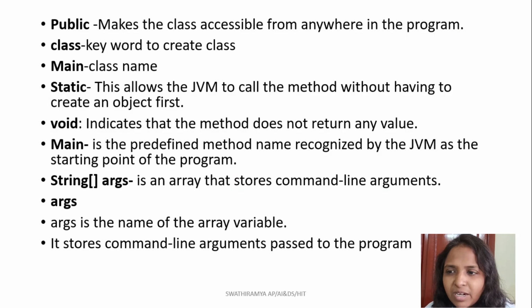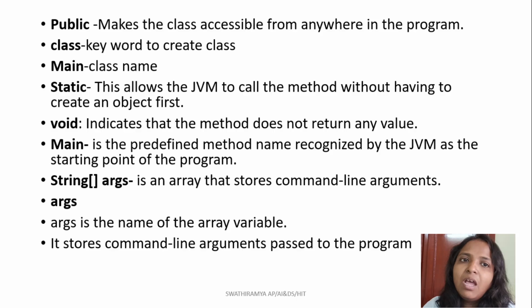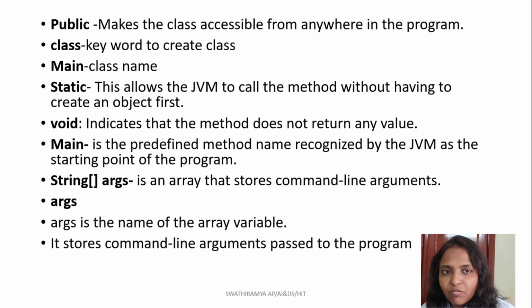I already explained it very clearly. The public keyword makes the class accessible from anywhere in the program. The keyword class is used to create the class. It's a main class, so I've given the name main. You can give any name for that class, but if it is a main class, it should have that public static void main String args. All those default functions should be there in that main class. The name of the main class can be anything. The name of the main class will be used as the file name, the name of the program when you save the program.